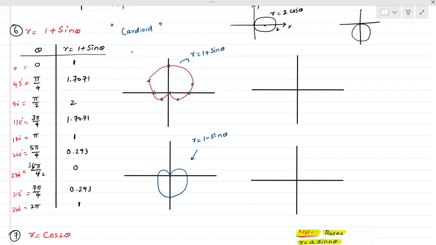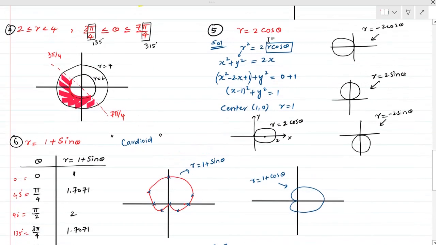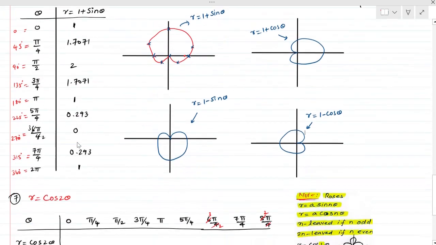Similarly, if it is r equals 1 plus cosine theta, then it is the positive part of the x-axis. And if you have r equals 1 minus cosine theta, it is the negative part of the x-axis. So this is how you will draw the coordinate. So it is standard now. If it is 2r, it is a circle about the axis. If it is 1 plus sine, it is a coordinate.